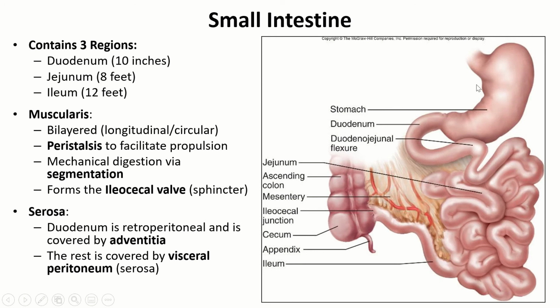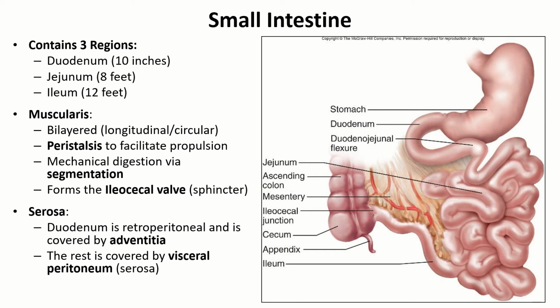In this image here, you can see first off the stomach, and from that, you can see how the alimentary canal continues as the small intestine. There's three regions here: the duodenum, the jejunum, and the ileum. The muscularis of all of these regions is bilayered, going back to the longitudinal and the circular components that we've seen in the esophagus and in the pharynx. It utilizes peristalsis for propulsion, segmentation for mechanical digestion, and then as it ends, it forms the ileocecal valve, also sometimes called the ileocecal sphincter, right here with the cecum of the large intestine.